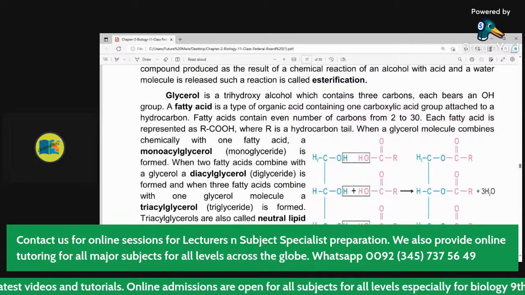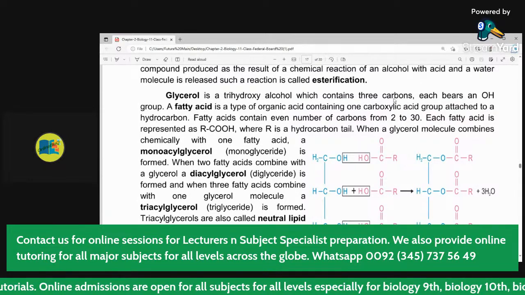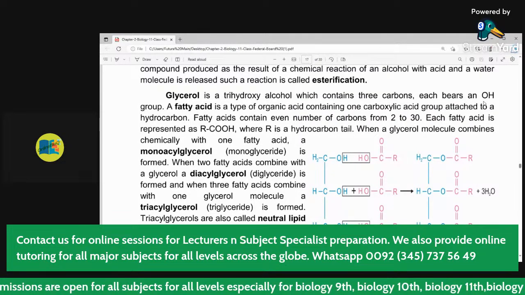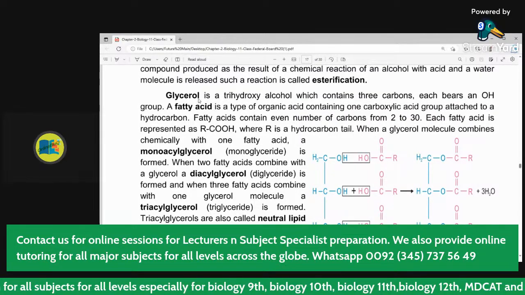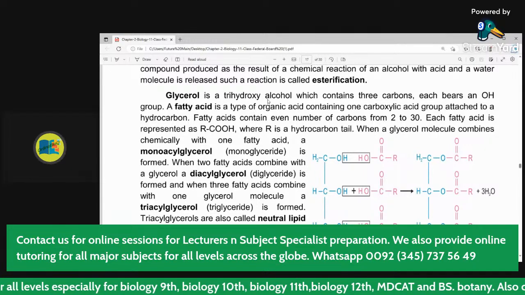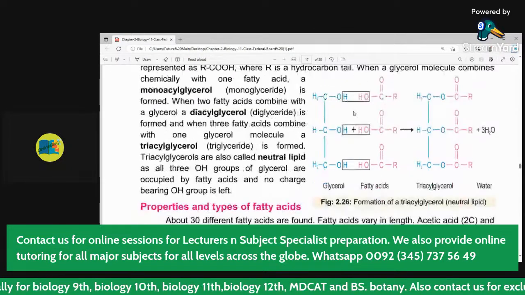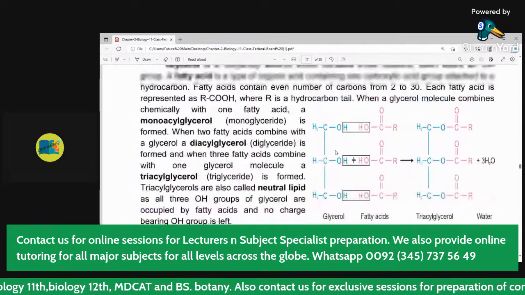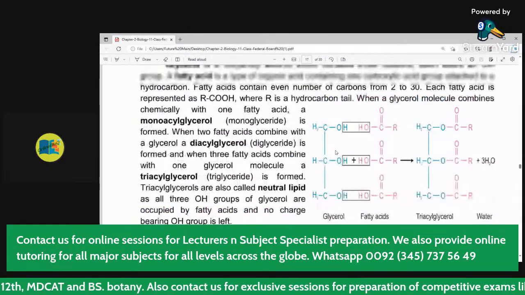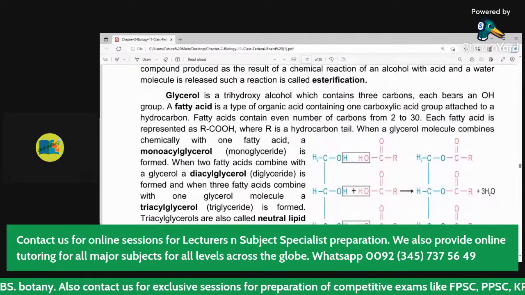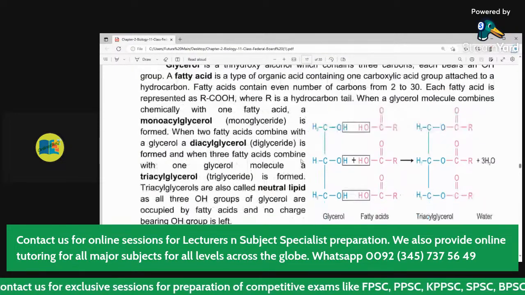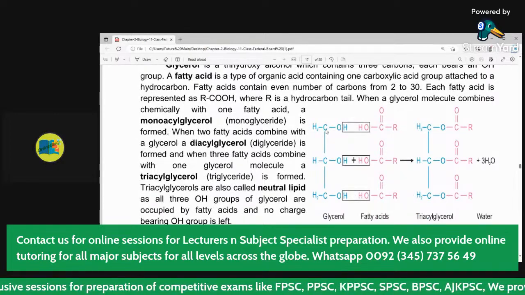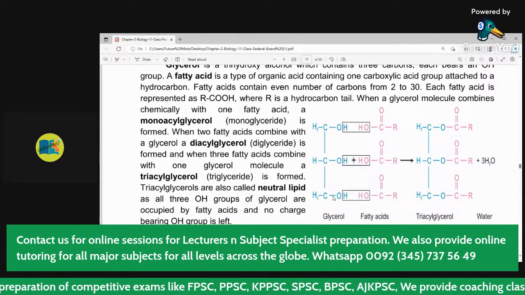Glycerol is a trihydroxy alcohol which contains three carbons, each bearing a hydroxyl group. So glycerol is a trihydroxy alcohol. There are three hydroxyls, one, two, three. Each carbon atom in glycerol has a hydroxyl group.